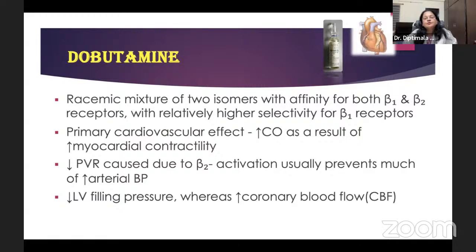Now we talk of dobutamine. This is a racemic mixture of two isomers with affinity for both beta-1 and beta-2 receptors and selectively higher action on beta-1 receptor. Increases the cardiac output as a result of increased myocardial contractility, reduces peripheral vascular resistance, and it prevents much increase in arterial blood pressure, reduces the left ventricular filling pressure, whereas it increases the coronary blood flow.